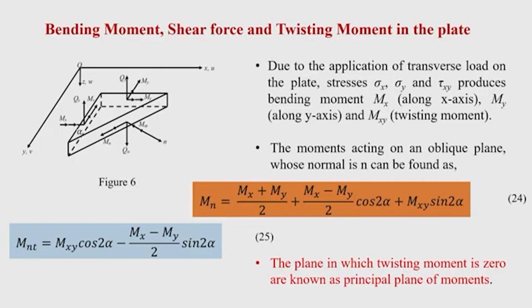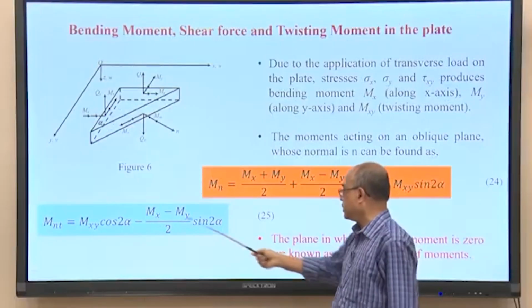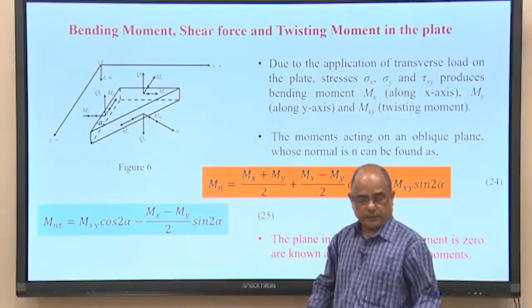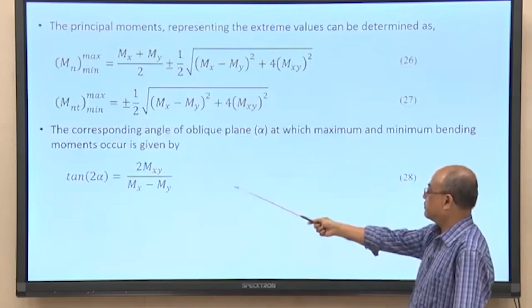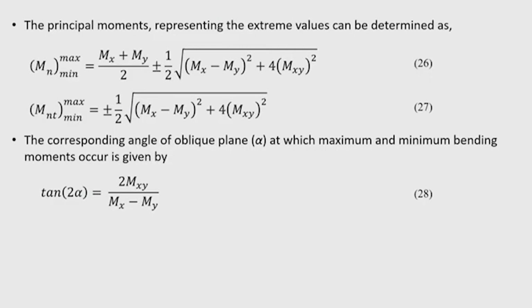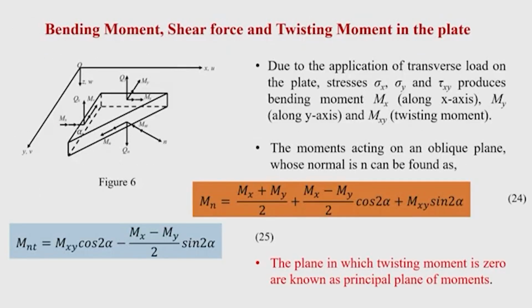The plane in which the twisting moment m n t vanishes is called the principal plane of the moments. This can be obtained by equating this expression to 0 and finding the value of tan 2 alpha. Substituting this alpha value in the previous expressions, we can get mn and mnt.